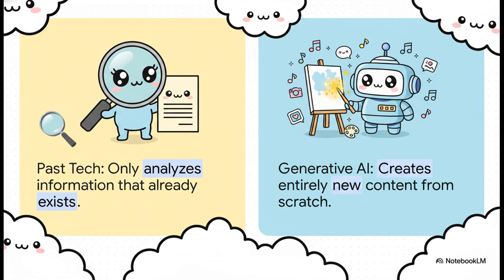Past technology basically analyzed data that already existed out there. You run a query, it finds a match. Simple. Generative AI is creating entirely net new realities from scratch. Text, images, code, stuff that literally never existed before you hit enter. We've shifted from merely indexing the digital world to generating brand new parts of it on demand.